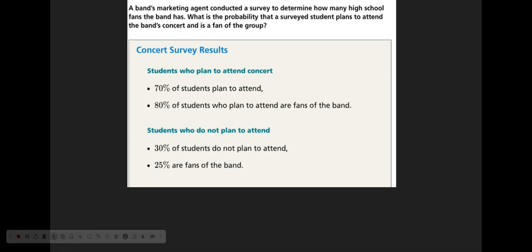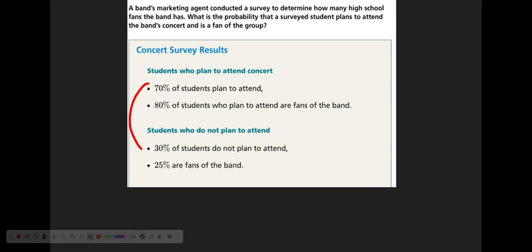So now let's look at an example problem. So we're only given this data. We've got 70% of students plan to attend a concert and 30% do not plan to attend. So you can see these add up to 100. Now, of the 70% of students that plan to attend, 80% of them are fans of the band, okay? The other 20% might just be like coming along for the ride, or maybe they're working or something.